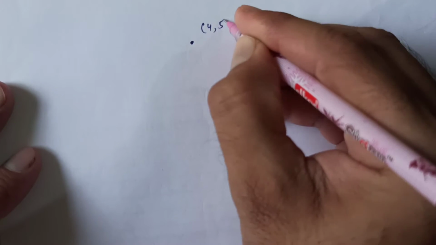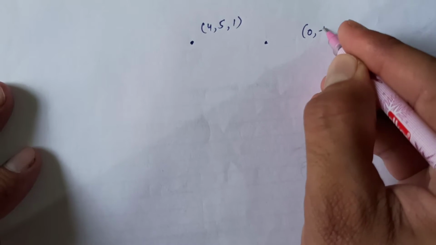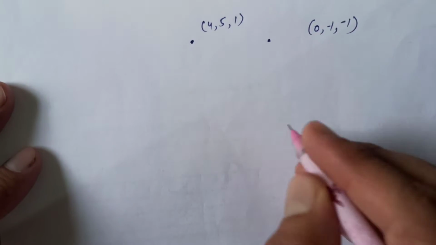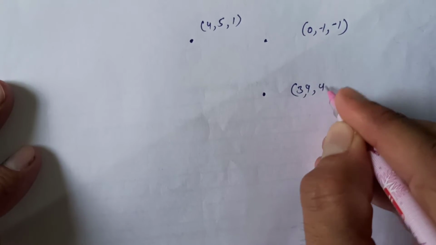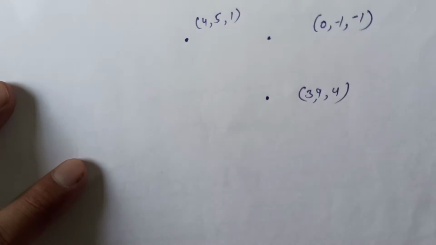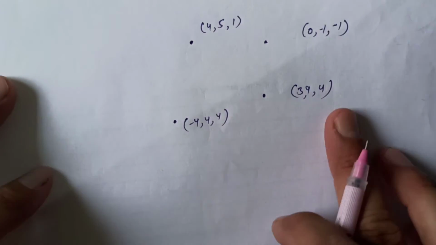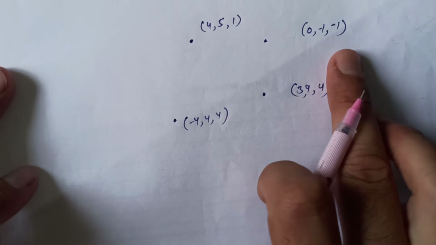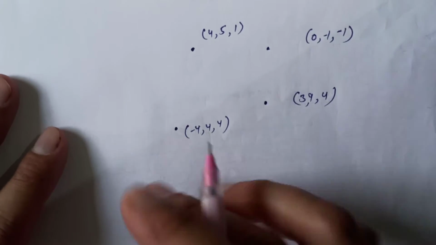Next sum is, show that the points with position vectors 4, 5, 1; 0, minus 1, minus 1; 3, 9, 4; and minus 4, 4, 4 are coplanar.